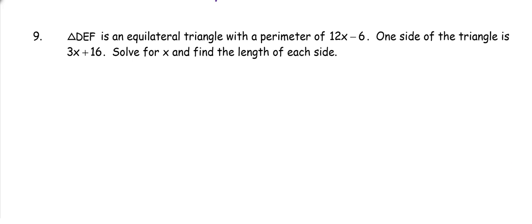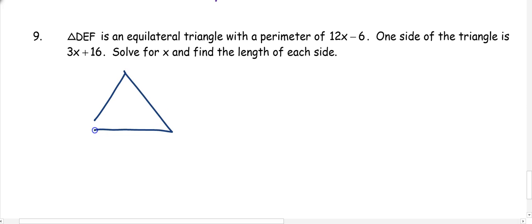Number 9, DEF is an equilateral triangle. So in an equilateral triangle, all three sides are congruent. So the perimeter of the triangle is 12x minus 6. One side of the triangle is 3x plus 16. So it doesn't matter what side, any side. Remember, if they're all equilateral, though, they're all 3x plus 16.